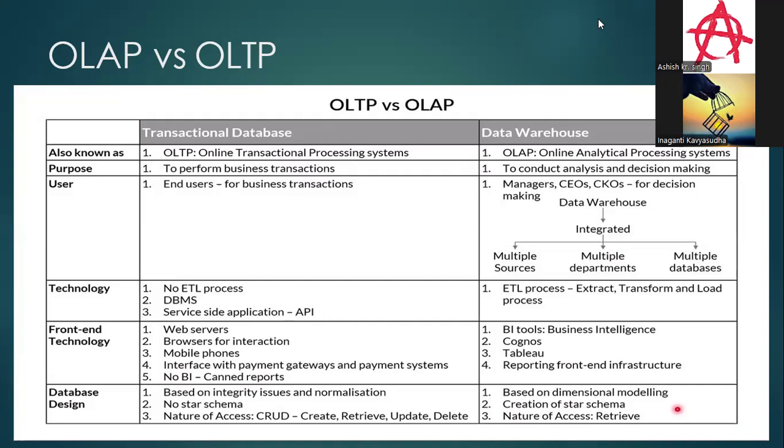OLTP deals with current data. We cannot perform analysis using current data because we cannot answer a question like how much the revenue was for last quarter. Why? Because this is the current data. But using a data warehouse, using OLAP, we can answer questions like the revenue for last quarter, the profit or loss for last quarter, which product sells more or less in the last quarter, in the last year, in the last 5 years. So using the OLAP data warehouse, we can perform analysis, we can make decisions, and we can generate insights.